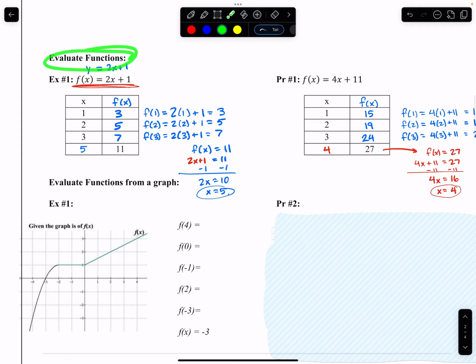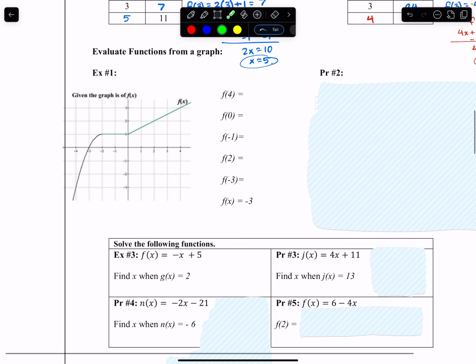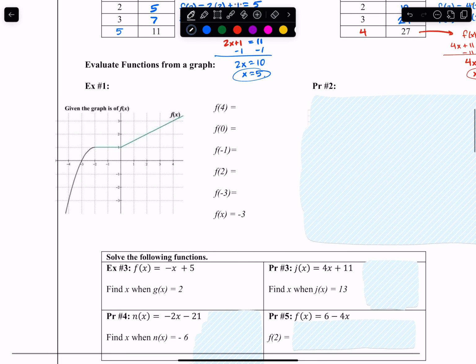Okay, that's evaluating functions using a table. Here's how we would evaluate from a graph. Let's color code this one. So this first one is saying f of 4. So what is our output when x is 4? So we find 4 on our graph on the x-axis, and this would be the point that you should look at. That's the point on the graph with an x-coordinate of 4.